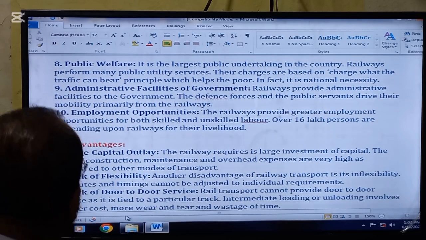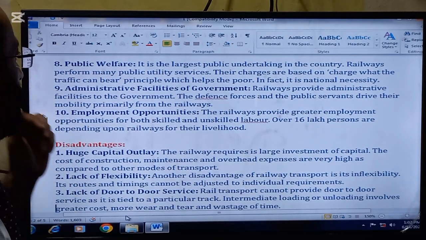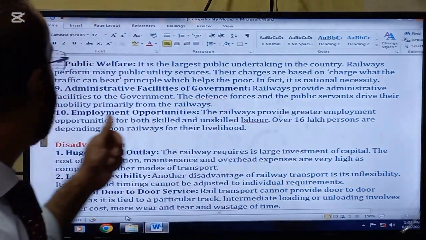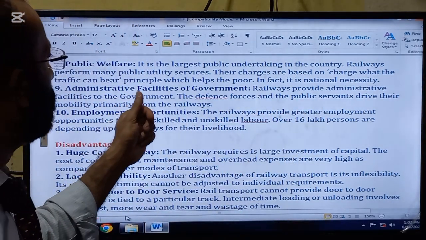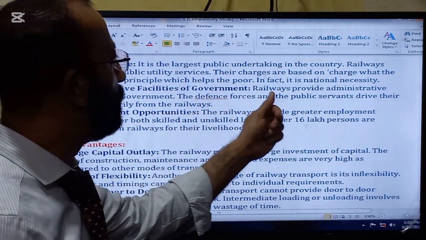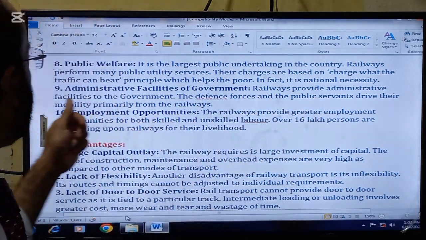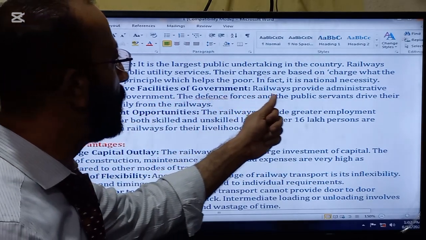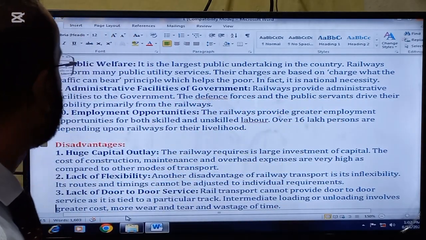The next advantage of rail transport is public welfare. It is the largest public undertaking in the country. Railways perform many public utility services. Their charges are based on the charge what the traffic can bear principle, which helps the poor. In fact, it is the national necessity.